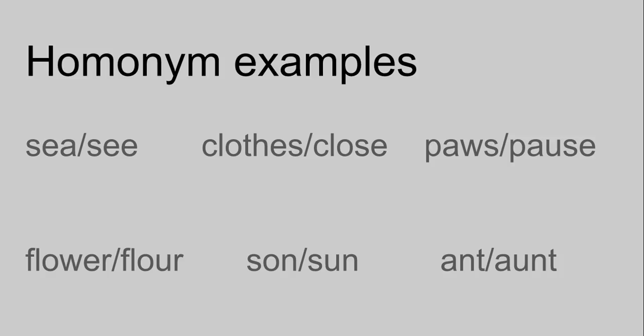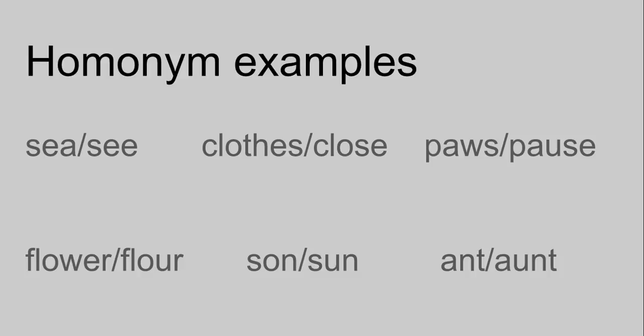Homonym examples would be sea and see. S-E-A means water like the ocean. S-E-E means to see with your eyes. Clothes and close. C-L-O-T-H-E-S are the clothes that we wear on our body. But C-L-O-S-E is what you would do to your bedroom door, to close.